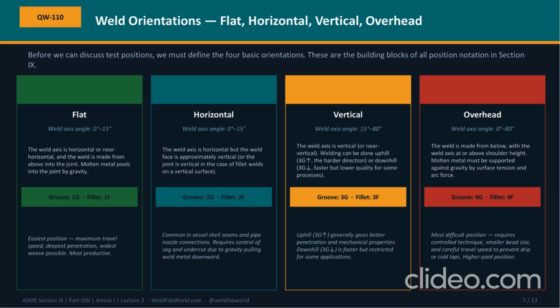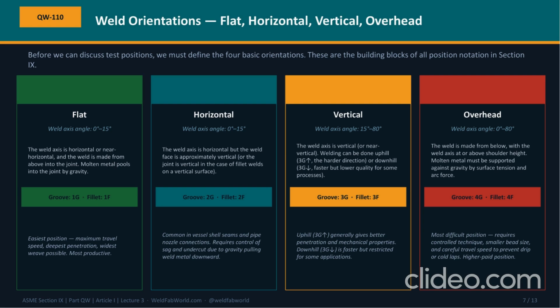The code is brief here. It states, the orientations of welds are illustrated in Figure QW 461.1 or Figure QW 461.2. The figures show plate and pipe orientations respectively. Let me describe each orientation and explain its practical implications.